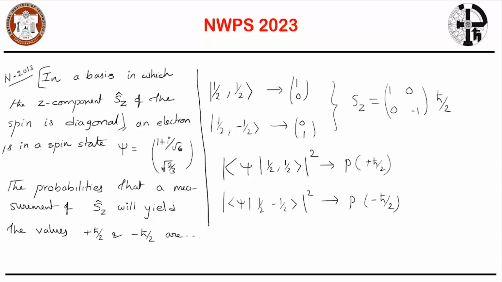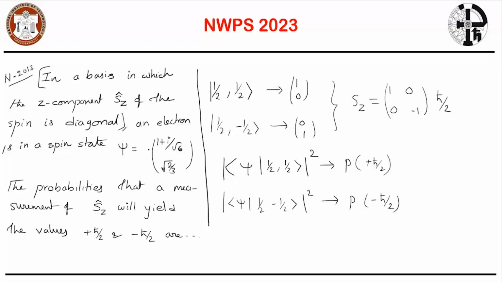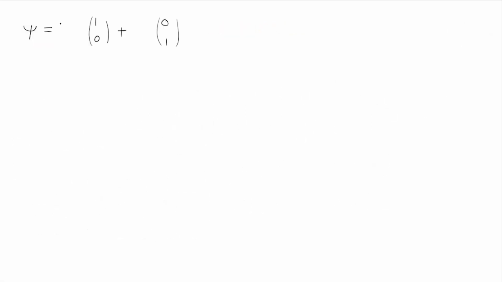So we have here the eigenstates. Let us do it. A general state psi can be written in terms of 1, 0 plus something 0, 1. You can do that. If you do that expansion, you can figure out the inner product. This expansion tells you the first one is (1 plus i) over root 6. The second one is root of 2 over 3.